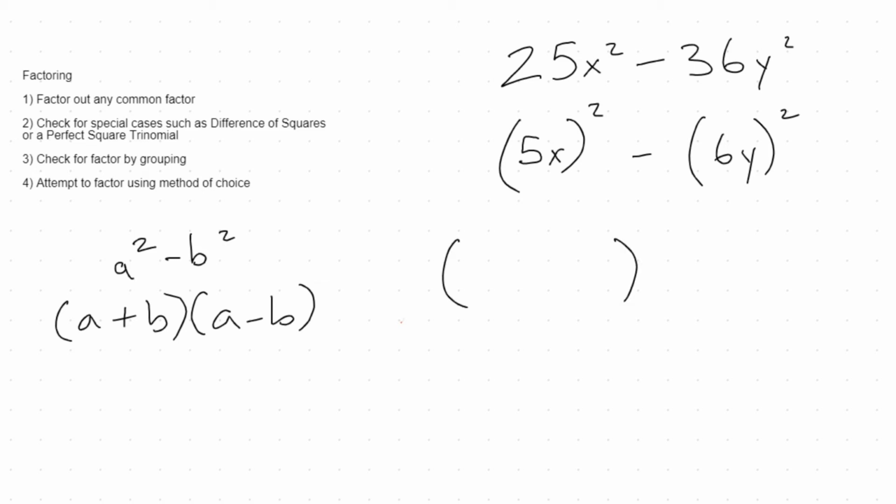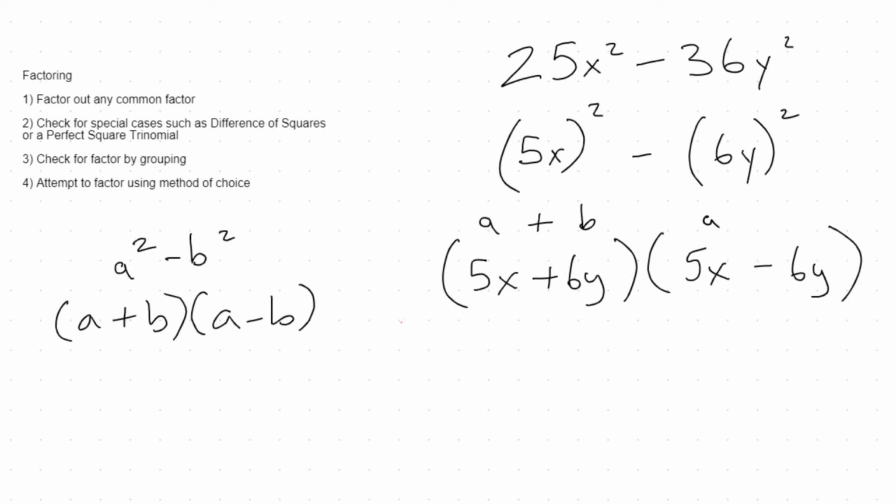So to follow our pattern, the formula goes 5x plus 6y, because that's a plus b, and then it's going to be 5x minus 6y, because that's a minus b. And that's factored. That's all there is to it. As long as it fits into this format where they are both perfect squares, they have to be perfect squares, and they have to be separated by a minus sign. As long as that's the case, then that is what we have.